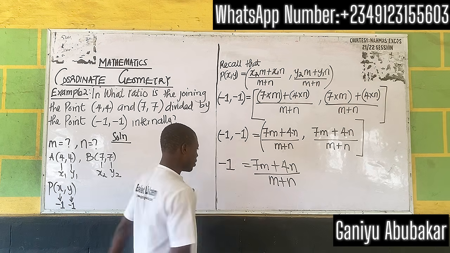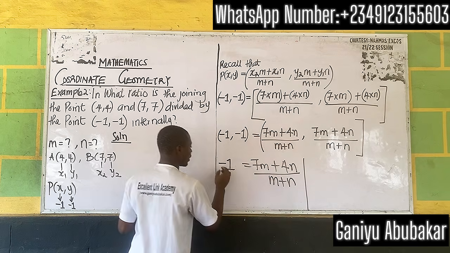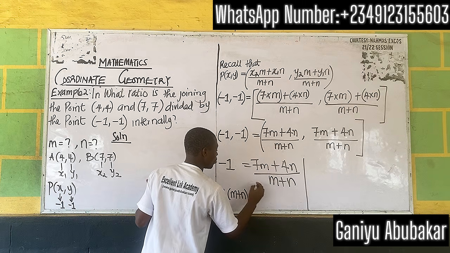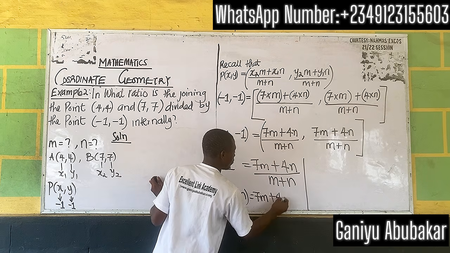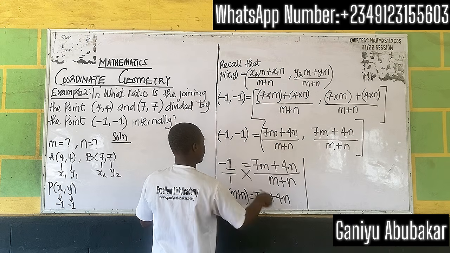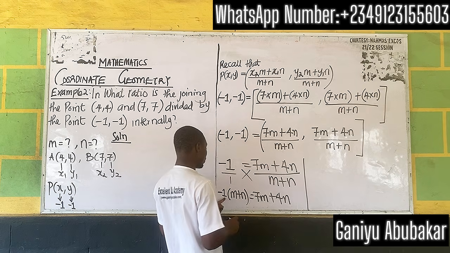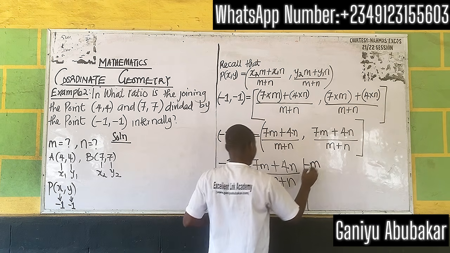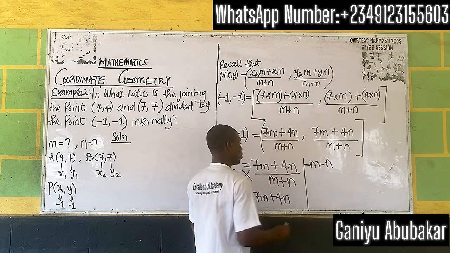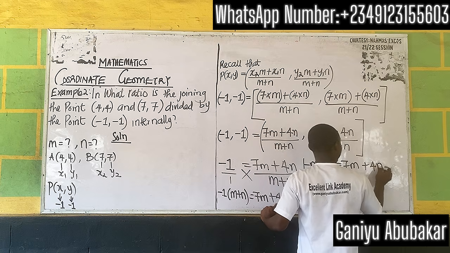Now from here I'll multiply, that gives you -1 into m plus n equals 7m plus 4n. So multiply this times this gives you this. Next, I'll use the negative sign to expand this bracket: -1 times m gives you -m, -1 times n gives you -n, equals 7m plus 4n.